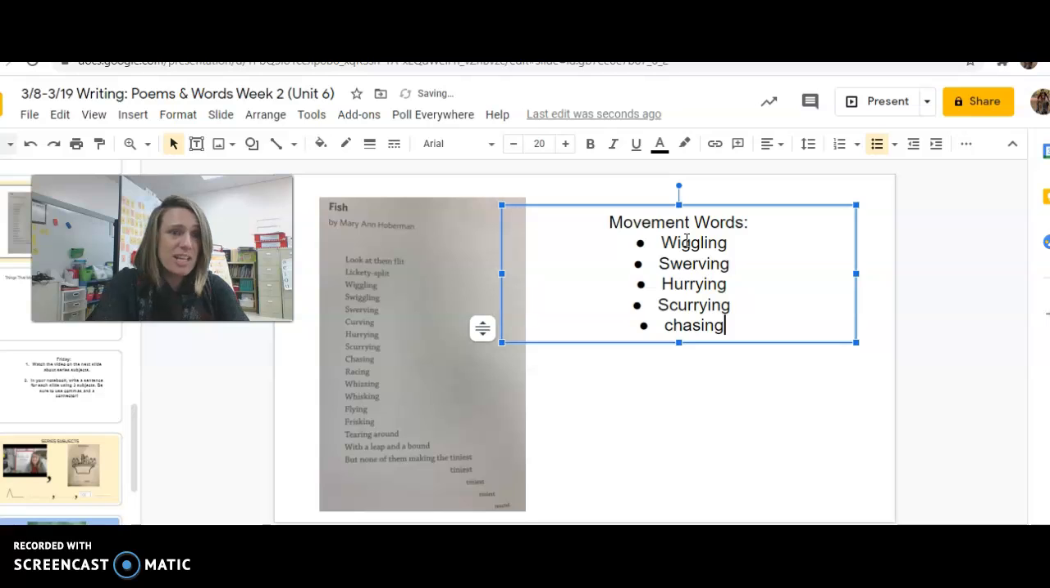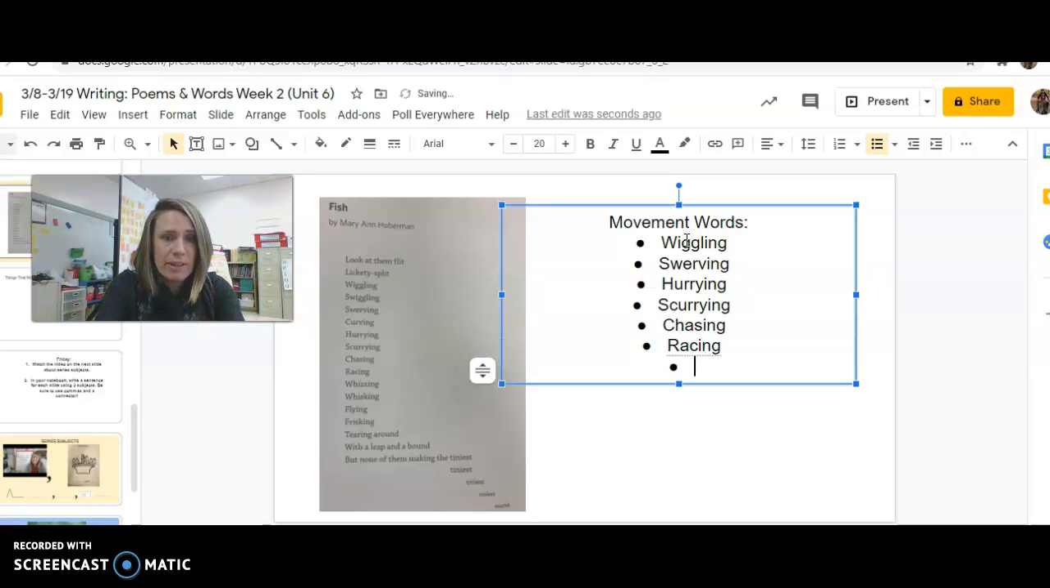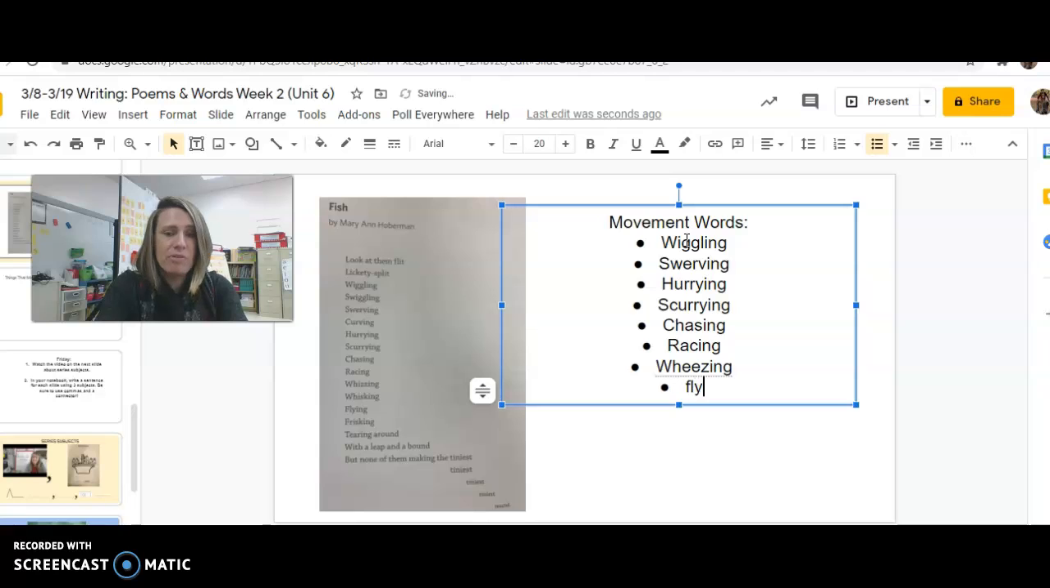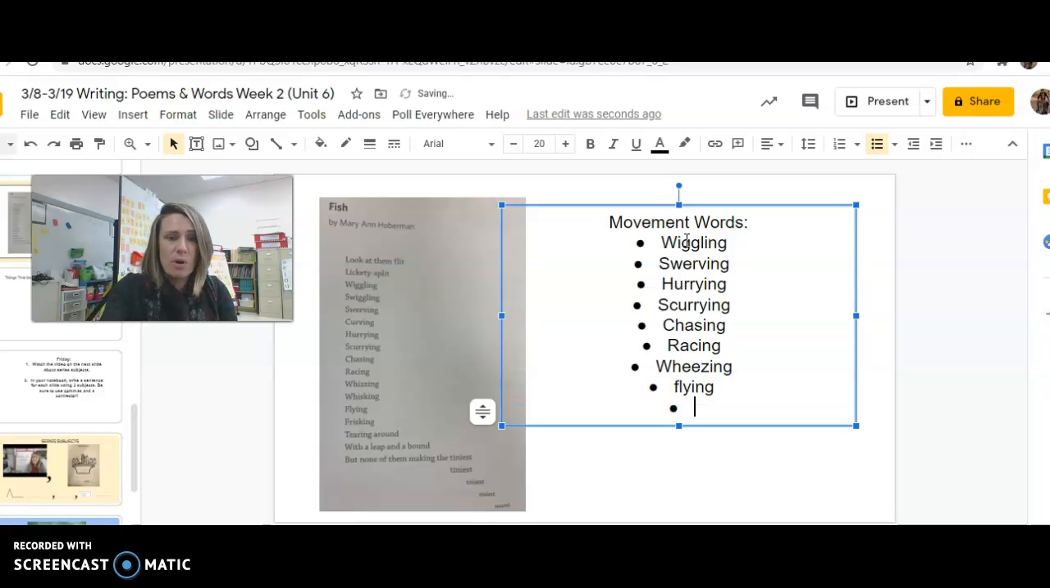Chasing, let me see you chase someone. Racing, that's a movement really fast. Whizzing, like it whizzed by. And I'll add one more. How about flying? Notice in this poem, all of those movements end with ing. That means something is happening now. Okay, so we saw all of these movement words.